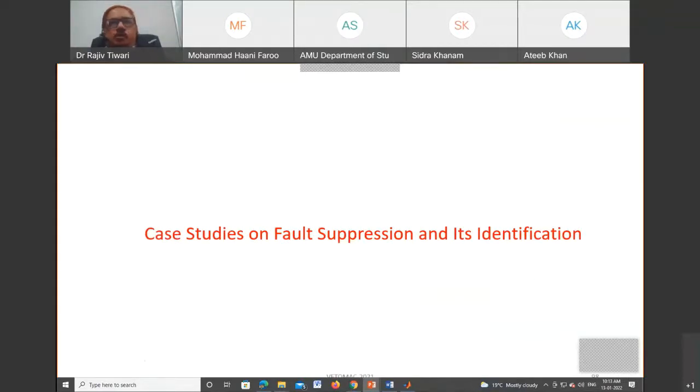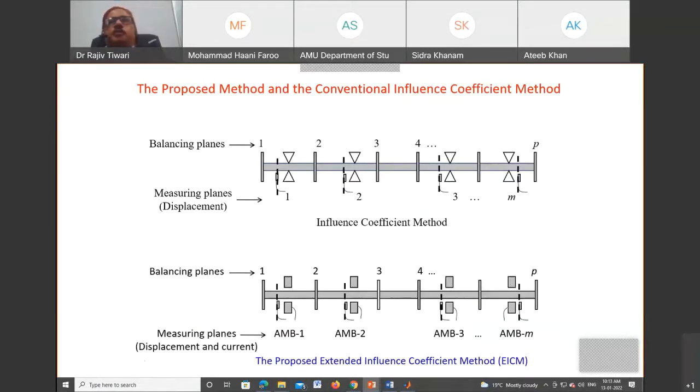Okay, so now coming to this concept, how we apply it to various cases. One of the cases is balancing. The conventional balancing procedure is one in which we have a rotor mounted on conventional bearings. We have a number of balancing planes. Usually we use the influence coefficient method to obtain the correction unbalance in these disks through measurements at different locations.